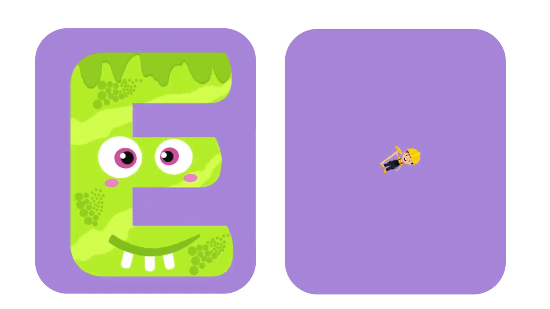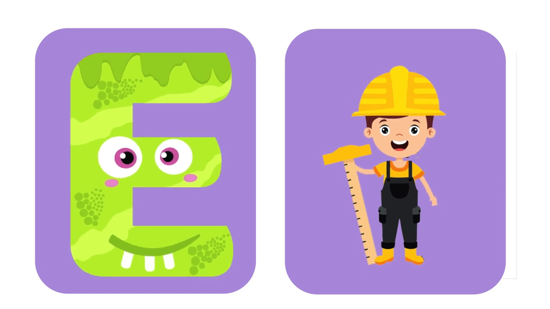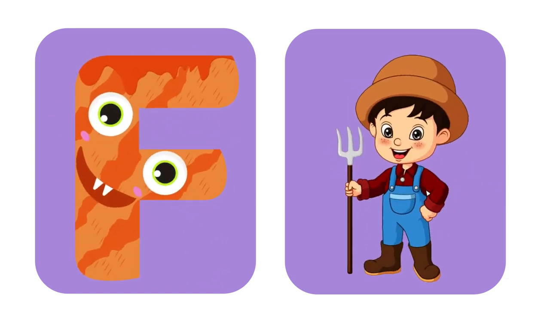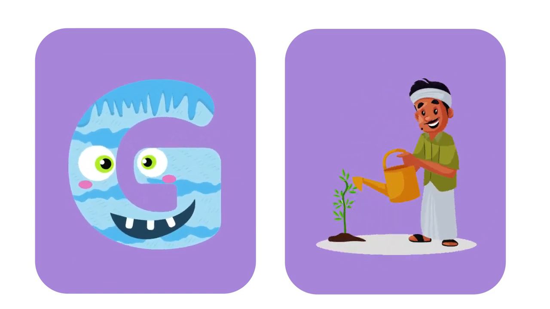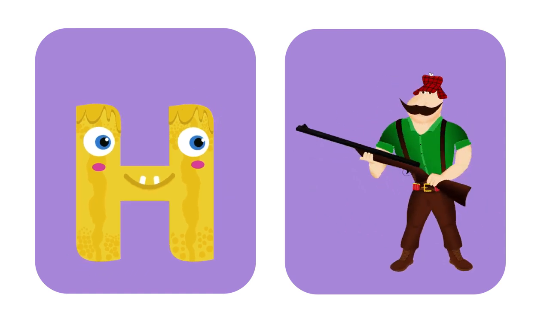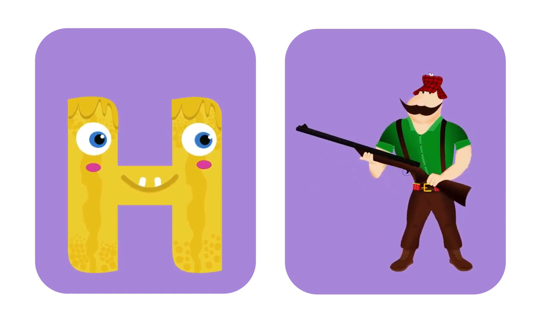E is for engineer. F is for farmer. G is for gardener. H is for hunter.